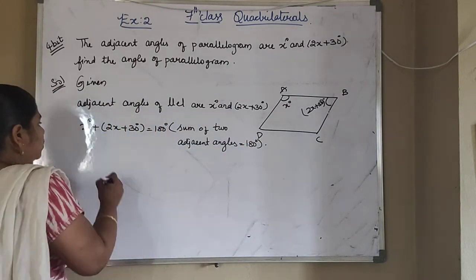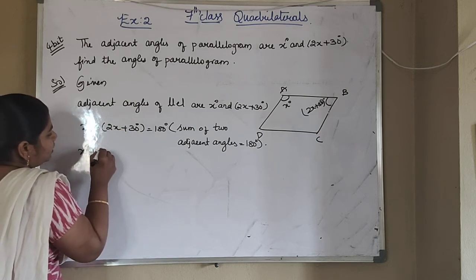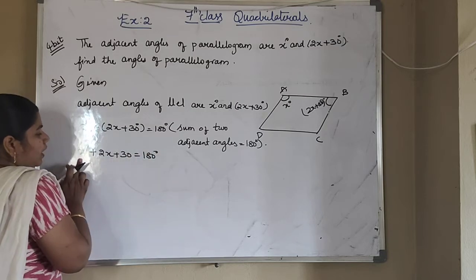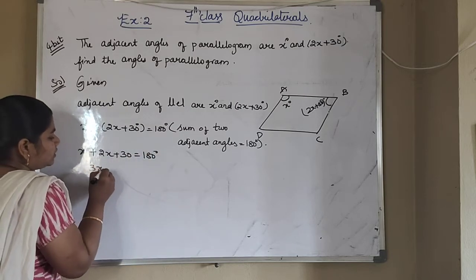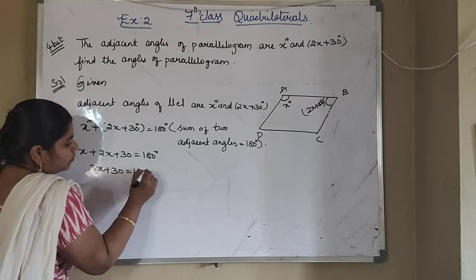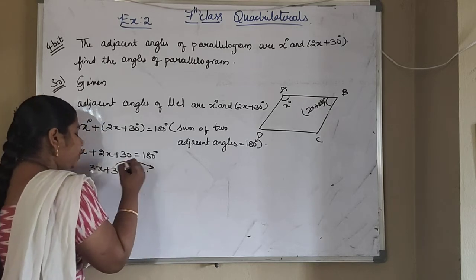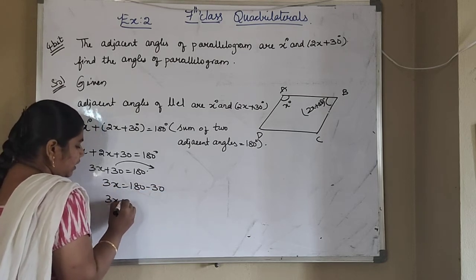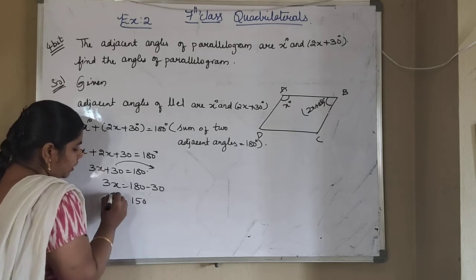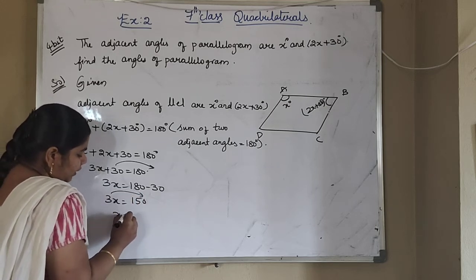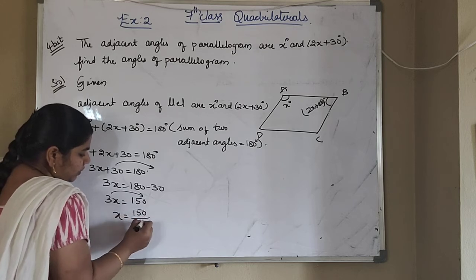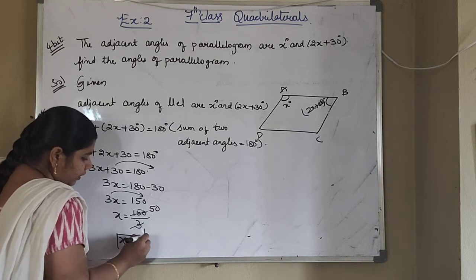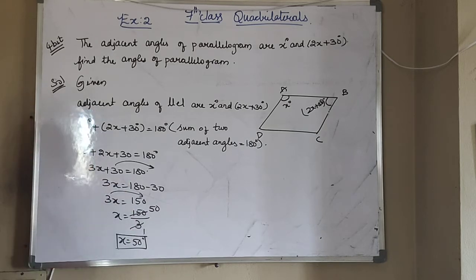Now you add these two. Remove the brackets first. x degrees plus 2x plus 30 is equal to 180. x plus 2x will be 3x, plus 30 is equal to 180. Transpose 30 to the other side. So 3x is equal to 180 minus 30. So 3x will be equal to 150. Transpose 3 to the other side. So x is equal to 150 by 3. 3 ones are 3, 3 fifties are 150. So x value, how much did you get? 50 degrees. Okay, x value you got as 50.